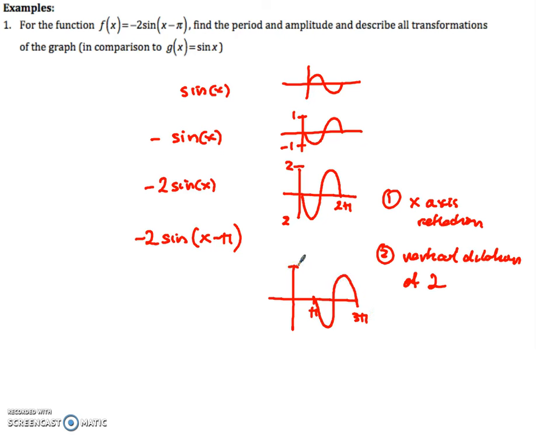Of course, I've only drawn one cycle here. You'll be expected to draw a full graph for your function. So our final transformation, as we mentioned, was a horizontal translation to the right of pi units.